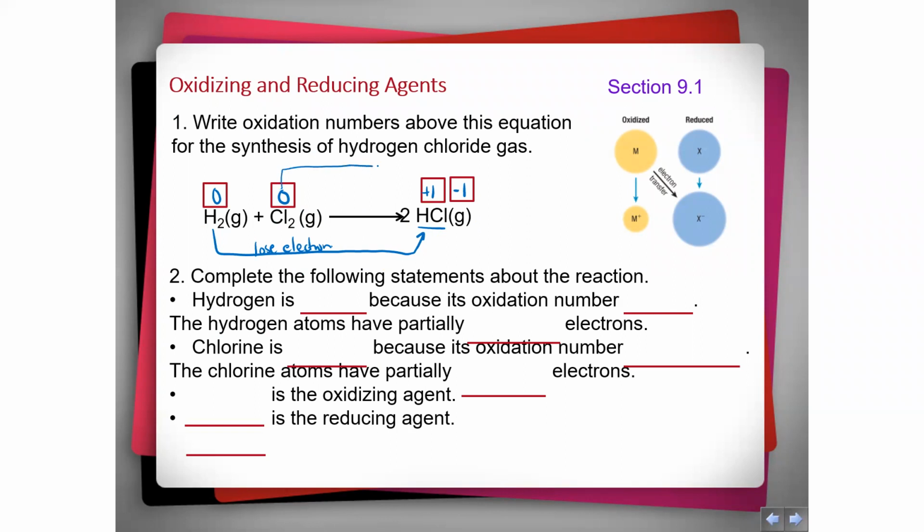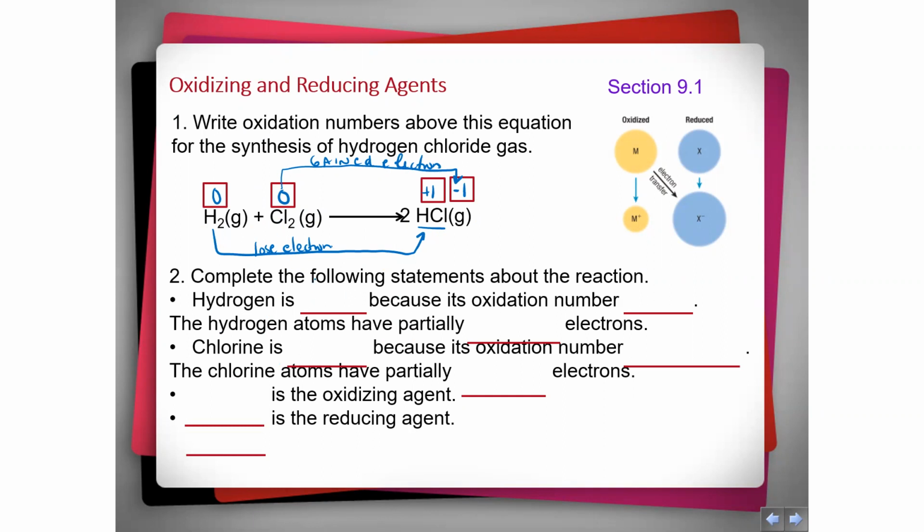Chlorine went from 0 to -1. It got more negative, so it must have gained an electron. And that's how you use oxidation numbers, because if your oxidation number gets more positive, so kind of gets bigger, then you're losing electrons because your number is getting more positive. If your oxidation number is getting smaller, more negative, you're gaining electrons because it's getting more negative charges.